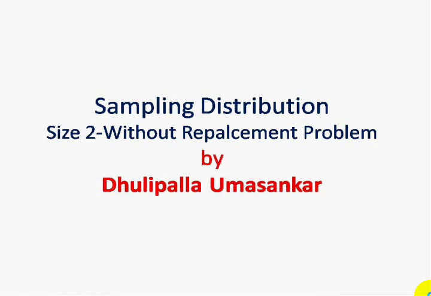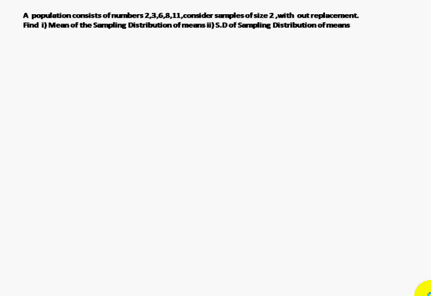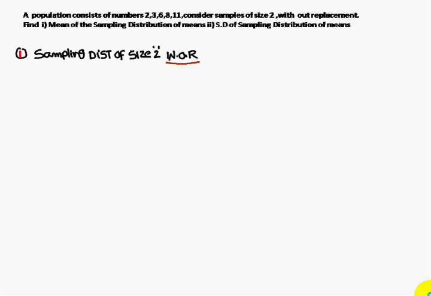Today we are going to discuss the sampling distribution of size 2 without replacement problem. What he has given is the numbers 2, 3, 6, 8, 11. 5 numbers he has given. We have to form a sampling distribution of size 2 without replacement. Let us see how it will be.